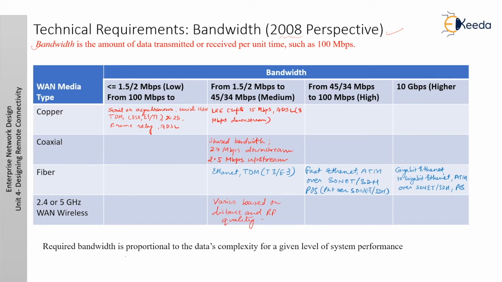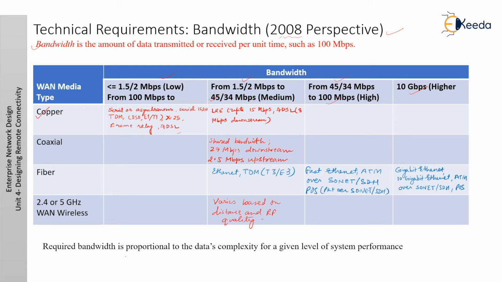So this table illustrates the range of bandwidth commonly supported by the given technology. Suppose the WAN media type is copper, and if the bandwidth is 1.5 to 2 Mbps, it is low bandwidth. From 1.5 Mbps to 45 means 1.5 to 2 and 45 to 34 Mbps. This is medium: 45, 34 to 100 Mbps, and 10 Gbps. So let us discuss each one. In case of copper: serial or asynchronous serial, ISDN, TDM, DS0, E1, T1, X.25, frame relay, ADSL.